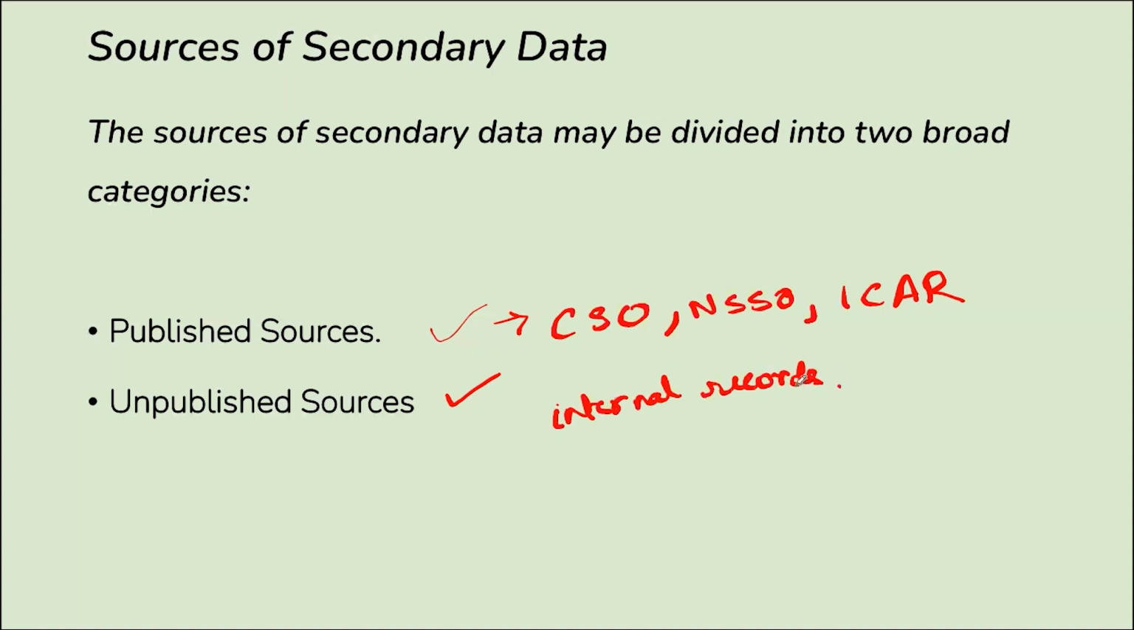And such data is very cheap as compared to the primary data. Some examples of internal records are employees' payroll, amount of raw material, cash receipt, cash book, and so on. But one thing is that having access to unpublished sources is very difficult because it is not published, so if you want unpublished data, then you have to request that particular organization whether they will allow you to access their data or not. So there are basically two sources of secondary data: published and unpublished sources.